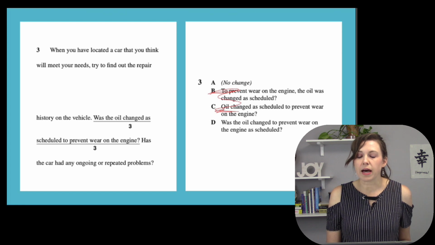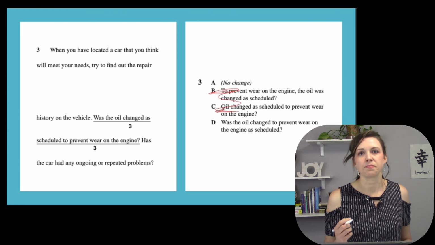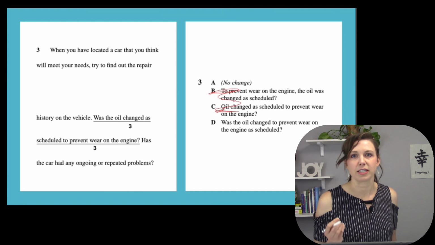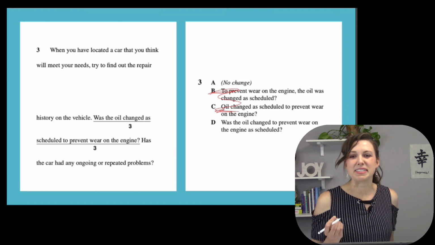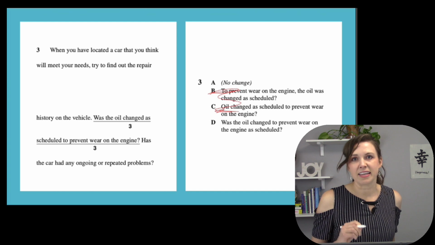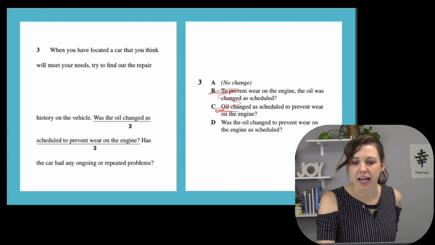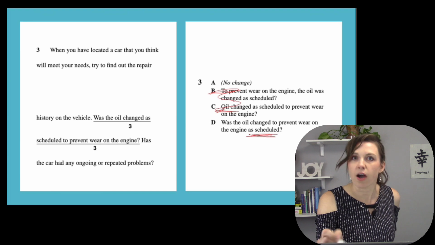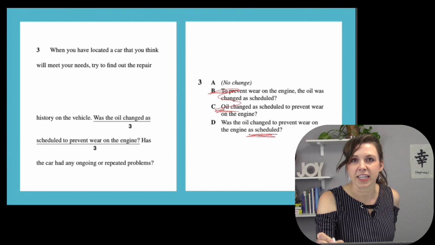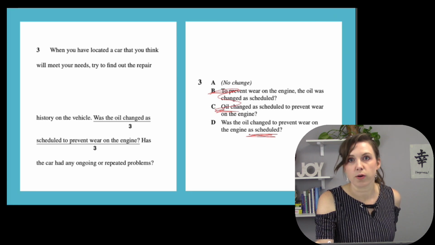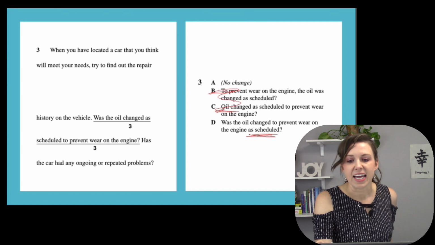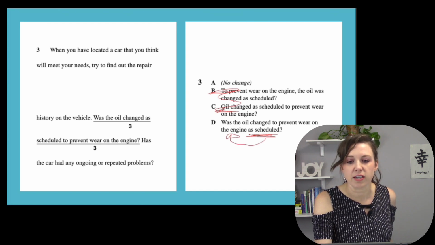So what we have going on here, not that this term actually matters that much, is called a dangling modifier. Right here, "as scheduled," so you might look at D and say, oh, that one is it, but actually it's not, because "prevent wear on the engine as scheduled." So let me ask you, what is scheduled? Is it the oil change? Yes, it is the oil change, but D is saying that the wear on the engine is scheduled.